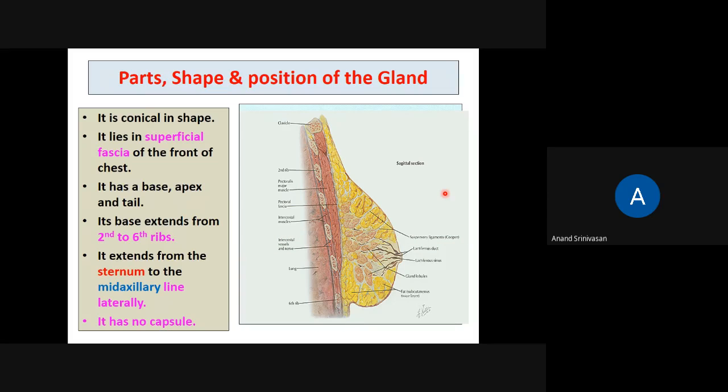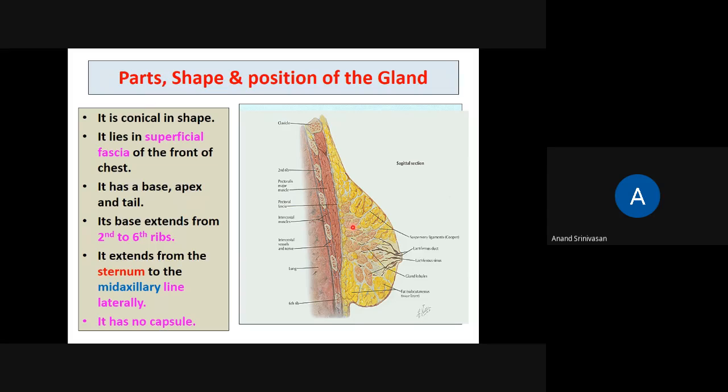Okay, the next one. In this picture you can see the mammary gland, which is present in the superficial fascia. Inside the mammary gland you can see a large amount of fat, so it's mostly fat. The superficial fascia is made up of fat, so in a non-lactating female it's mainly made up of fat.